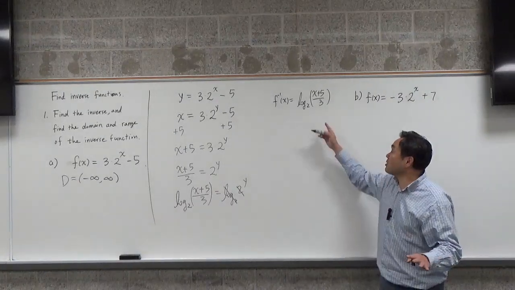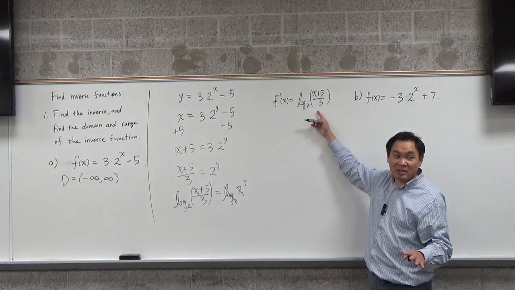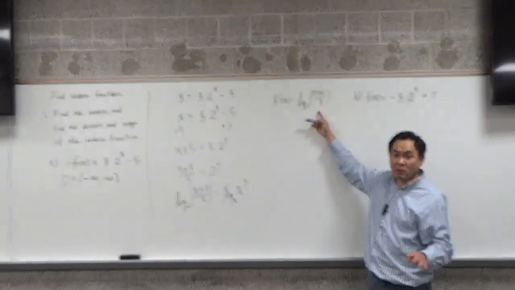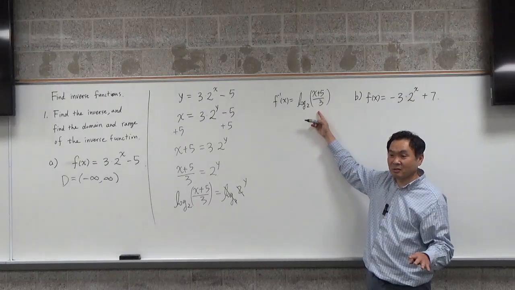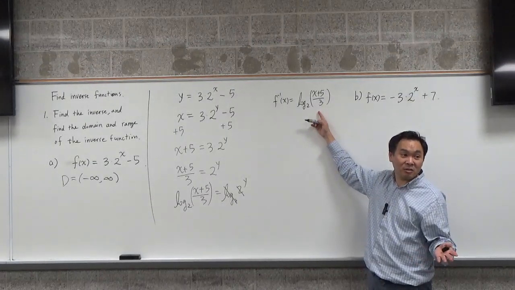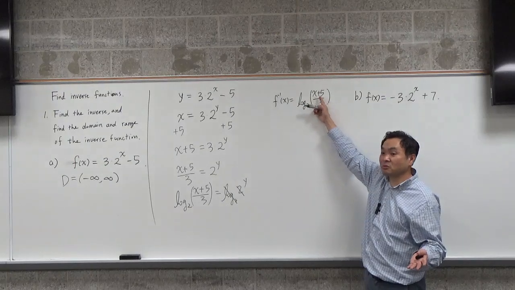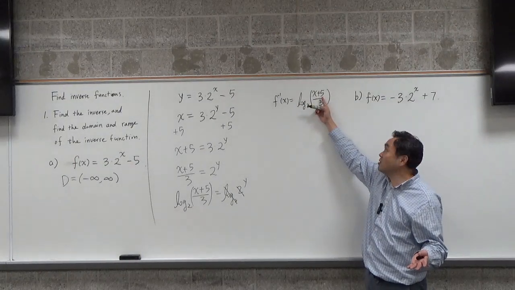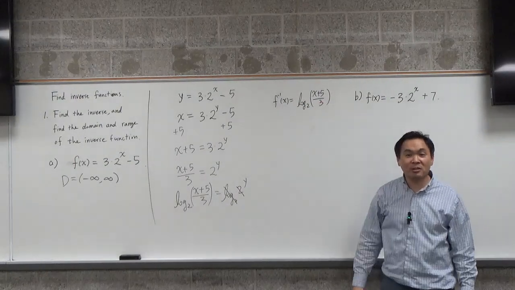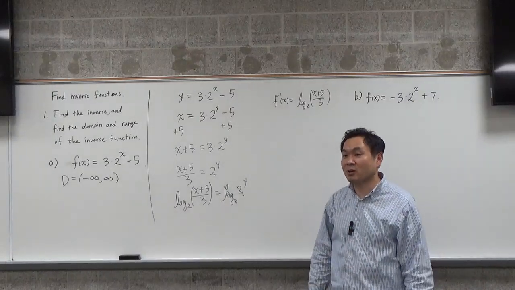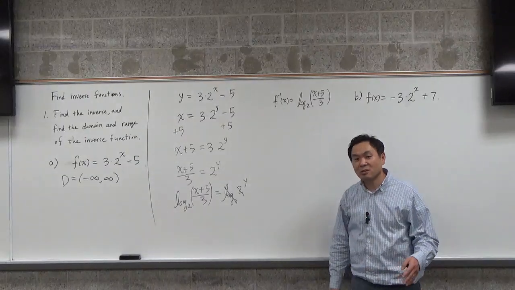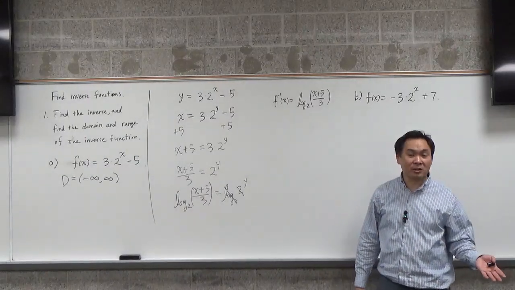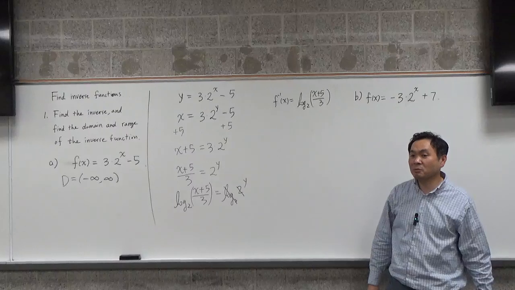Okay. Now, can you give me a number that would be illegal to be plugged in here? What value of x would be illegal? Give me a number. -6, right? If it's -6, -6 plus 5 gives you -1, and -1 over 3, that's a negative number that can't be evaluated in the log. That would be illegal. So -6 is no good. Anything below -6 won't be good either. How about -5? Would that be okay?